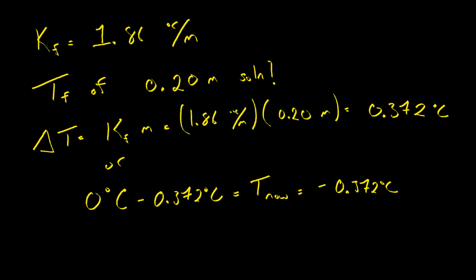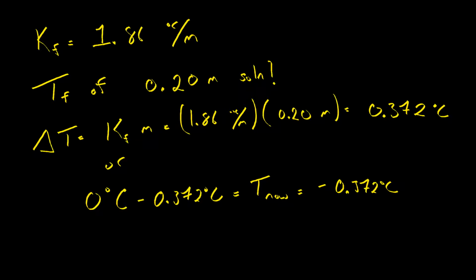So the freezing point depression, the change in the freezing point, is 0.372 degrees Celsius. Or, to put it another way, the old freezing point minus the new freezing point has a 0.372 degree difference. Or the new freezing point is 0 degrees Celsius minus 0.372 degrees Celsius, or negative 0.372 degrees. So the new freezing point is a little bit below the freezing point of water. It's not a huge change, but then it's not a huge concentration.